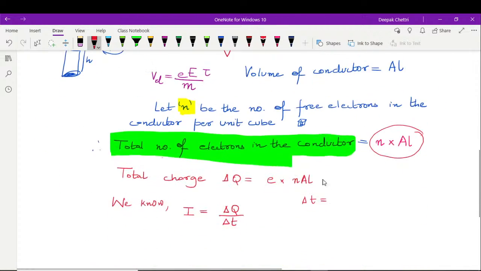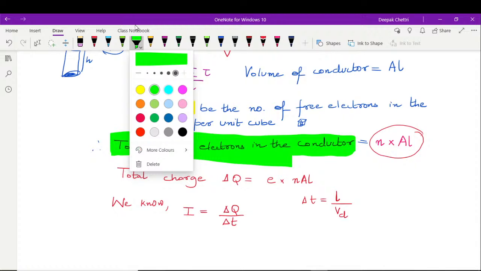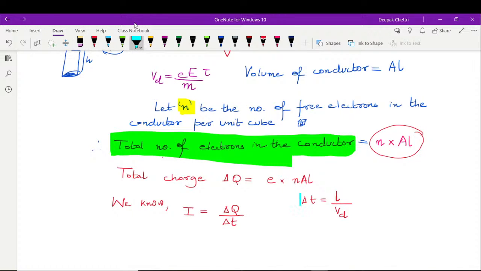You know the formula for time is equal to distance by speed, right? The distance is L in this case, and the electron is moving with an average velocity of Vd. Is this part clear or not? Just tell me. Any doubts?